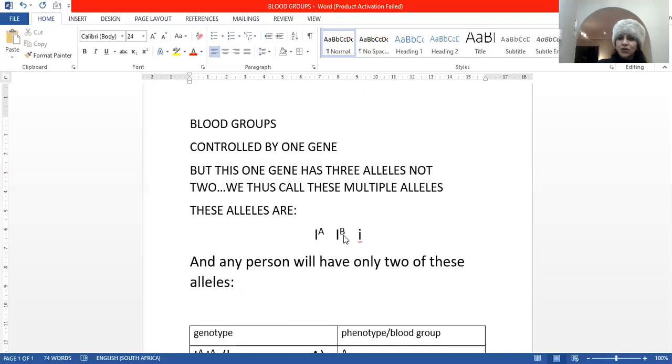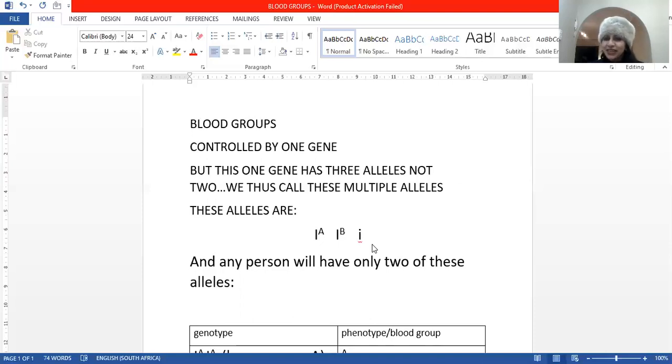Okay, so let's look at how these blood groups arise. Remember, we said there are 3 possible alleles, but only 2 will be in a person. So let's look at a combination of 2 here. I can have I^A combined with I^B. Those 2 can be in a person. I^A combined with i. Those 2 can be in a person. I^B combined with i. Those 2 can be in a person. Can you think of any other combination?